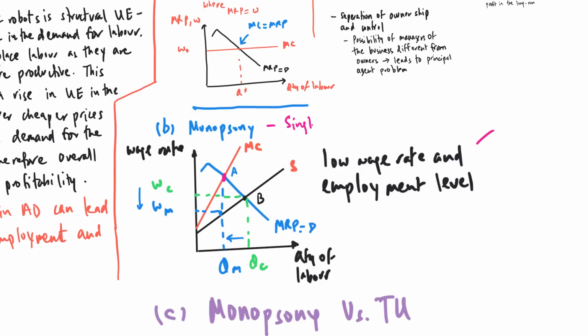Monopsony is what we call a single employer in the labor market. So we need to remember this is a single employer in the labor market and therefore has tremendous market power, which is shown through lower wages and a lower employment level to maximize profits.